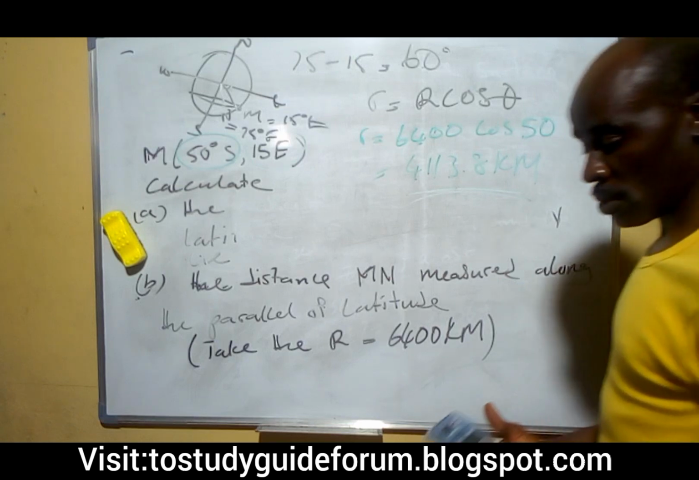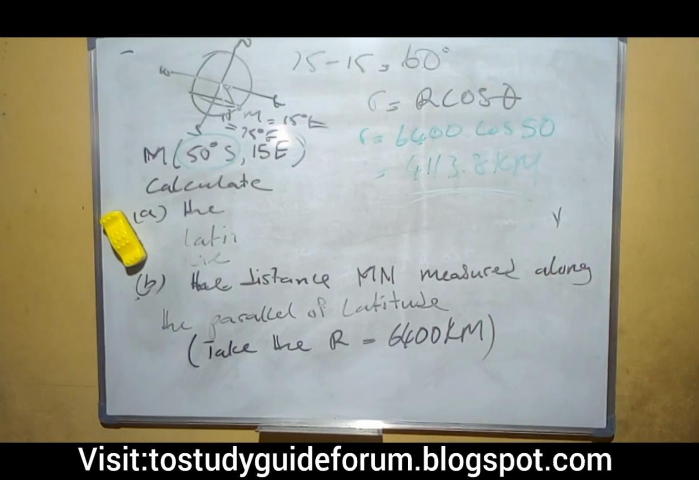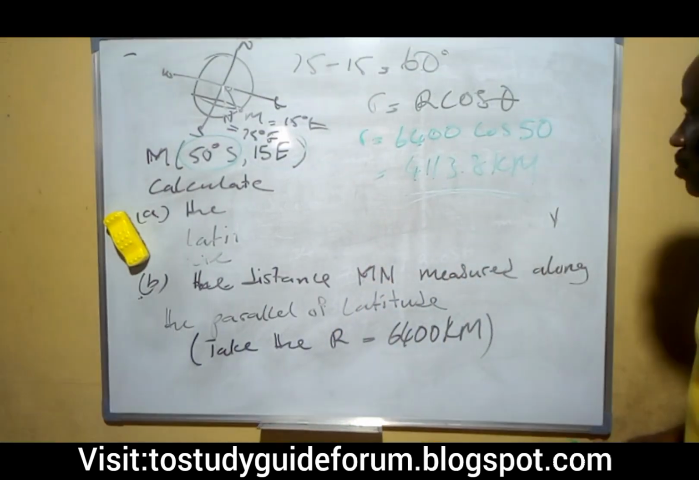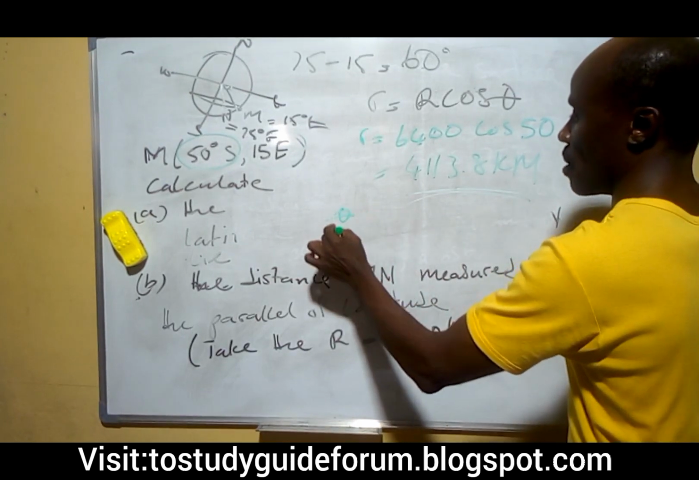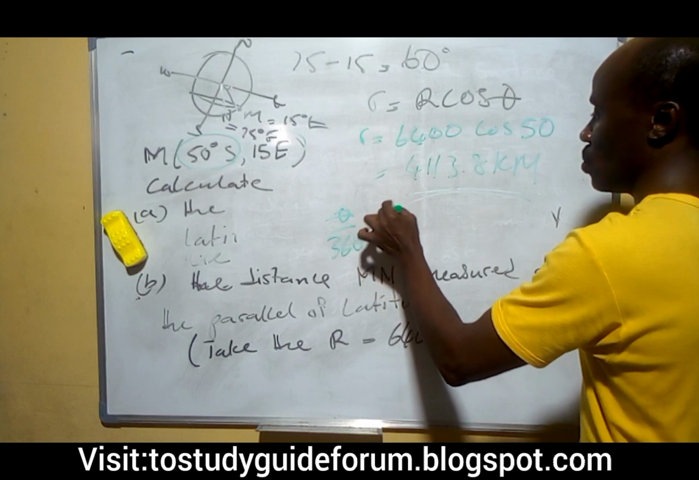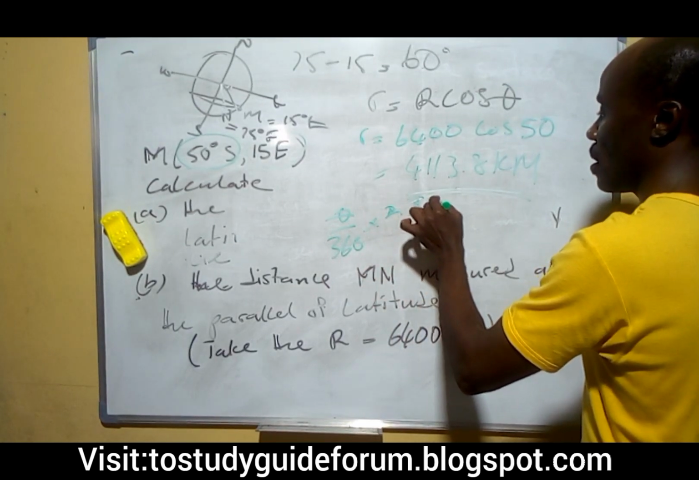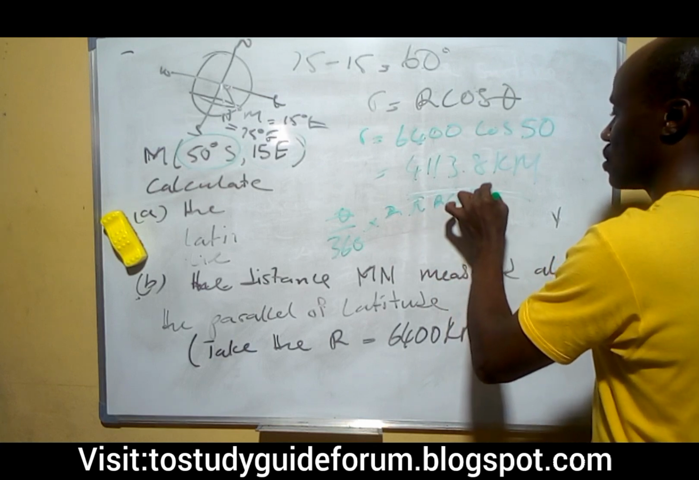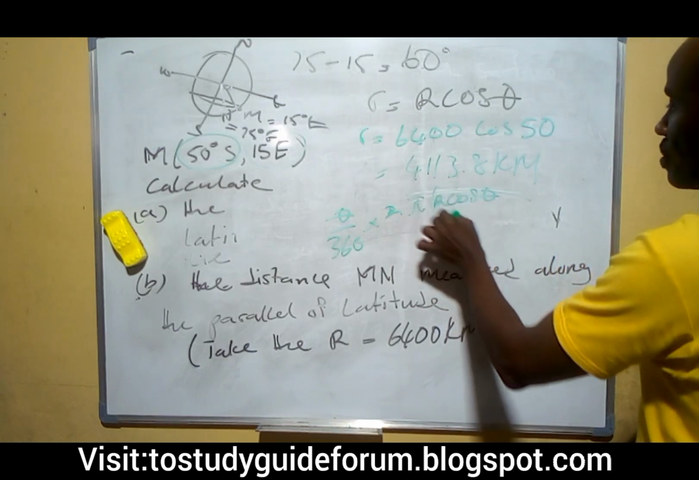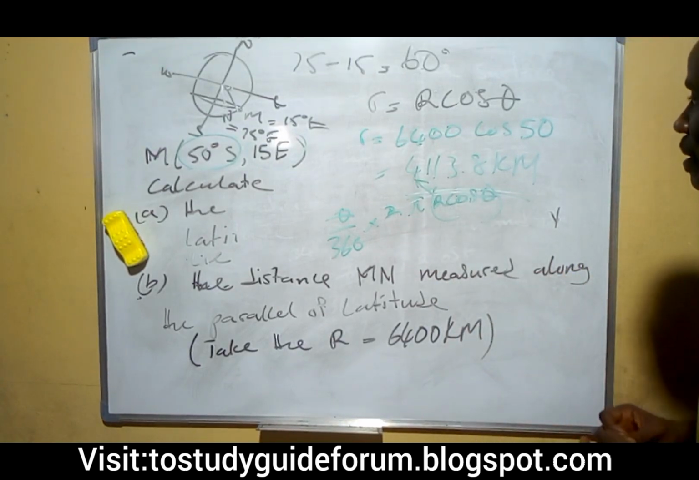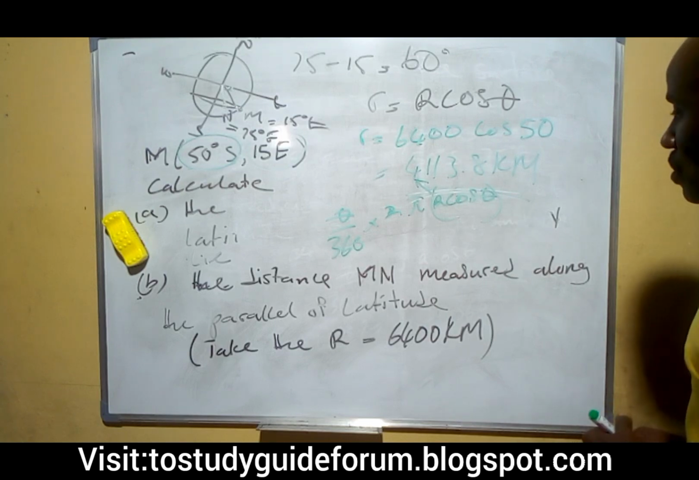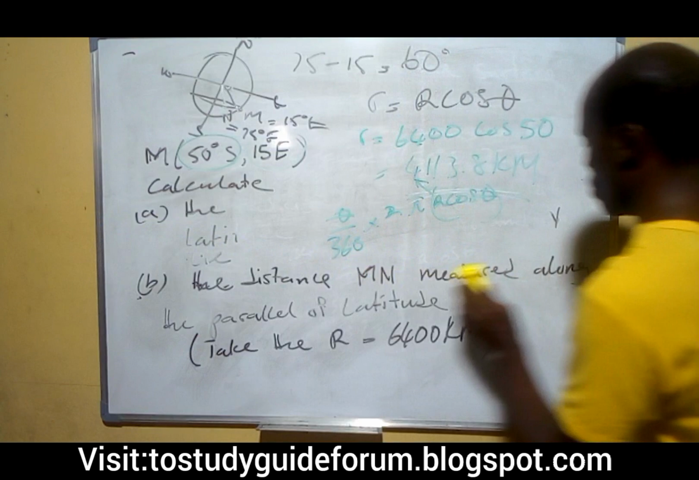So the next one we are going to do is to find the distance along the parallel of latitude. This time, along the parallel of latitude, we use our formula. Remember, we have it to be theta over 360 times 2 pi R cos theta. Now we already have R cos theta, which stands for 4113.8 kilometers.